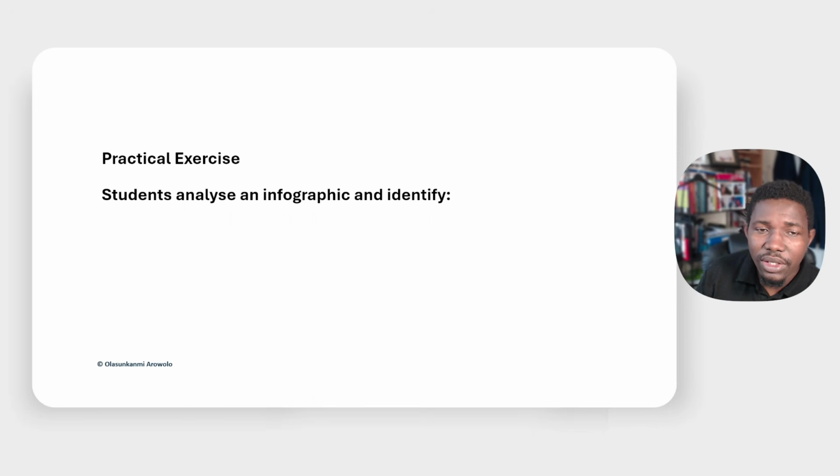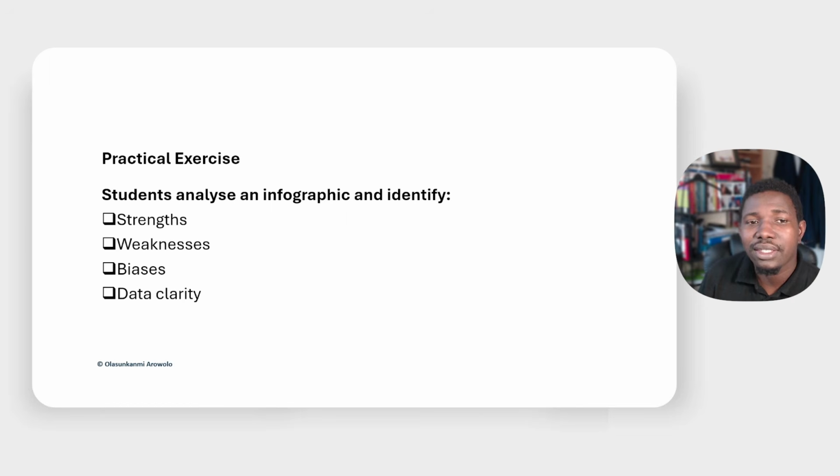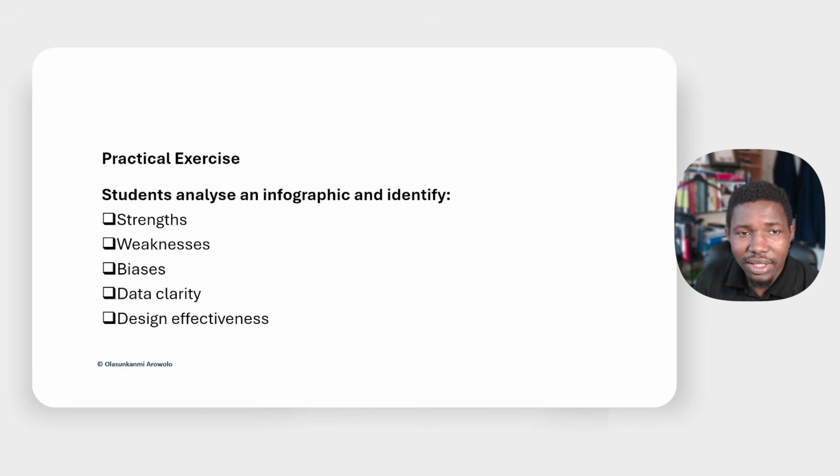These are practice exercises that you need to do. You should analyze an infographic. This is an independent task. You do it on your own. Look at the strengths, the weaknesses of the infographic, and the biases that you can find in it. Then you look out for data clarity, if it is clear enough and easily comprehensible, and how effective this data is. Please take note of this and put it down.